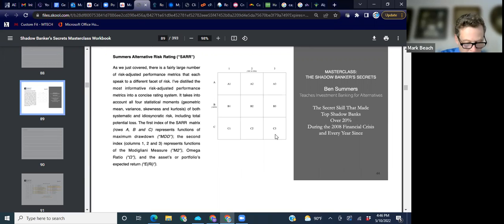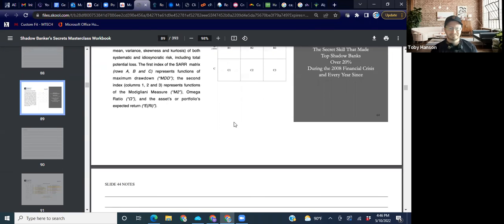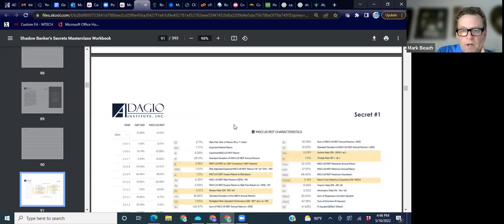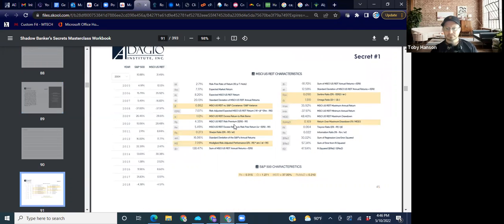He says, I'm really proud of this matrix because it's the only rating ever created that captures all four statistical moments of risk, which are, again, mean, variance, skewness, and kurtosis. And he does that in a single output. And it's not heavily dependent on selecting the correct benchmark. Now that's interesting. Not heavily dependent on selecting the correct benchmark. So, with that, he says, let's play a game.